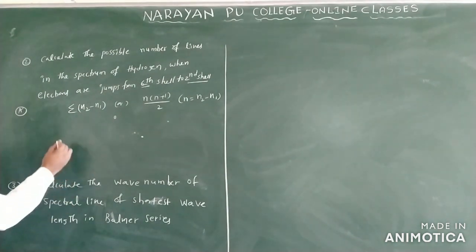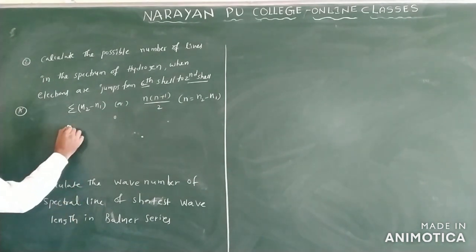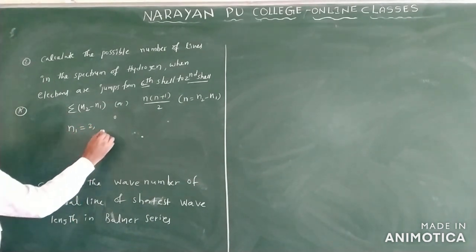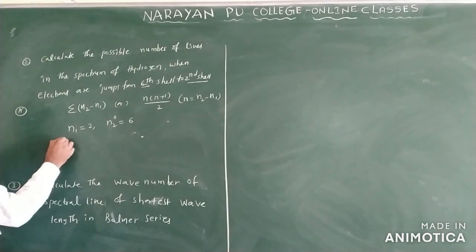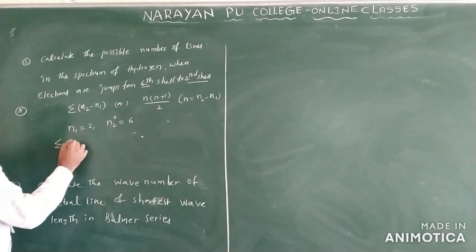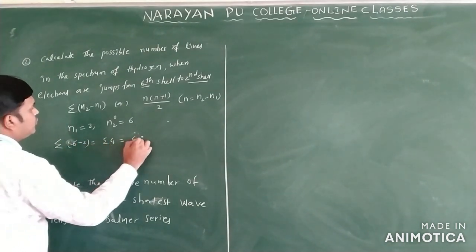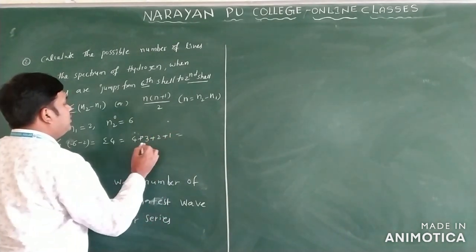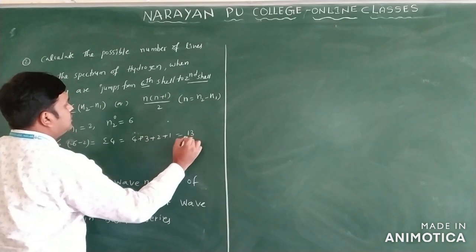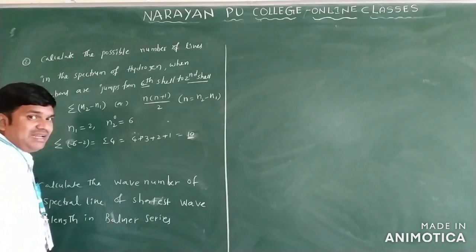Now we can see here the electron jumps from the 6th shell to the second shell only. So n1 value is equal to 2, n2 value we have 6 only. Suppose you use this formula, what will you get? Sigma of n2 minus n1, that is 6 minus 2, sigma 4 only. Sigma 4 means 4 plus 3 plus 2 plus 1, that is 10. So you are getting 10 lines in the spectrum only.